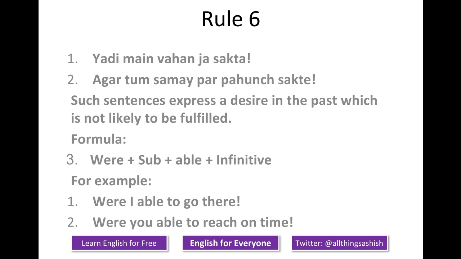Of course, when you say such sentences, you might also want to intonate it or express it with the right tone. So if you say, oh, were I able to go there? It clearly conveys that you are talking about a desire which was left unfulfilled, or which is more likely to have been unfulfilled. So give it the right tone to convey the message more effectively.